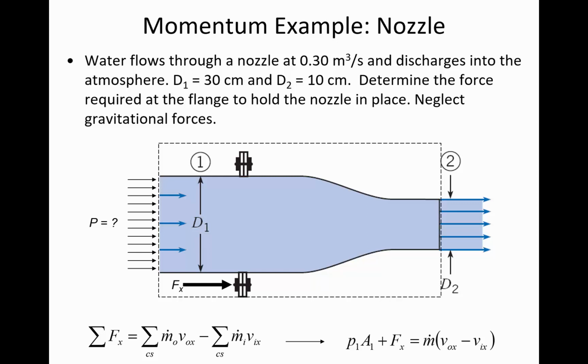We don't know the pressure. P isn't given. Can you think of an equation that you might be able to use to determine what the pressure in the pipe is? Is there any equation that you've learned so far this semester that tells you about pressure change when velocity changes?